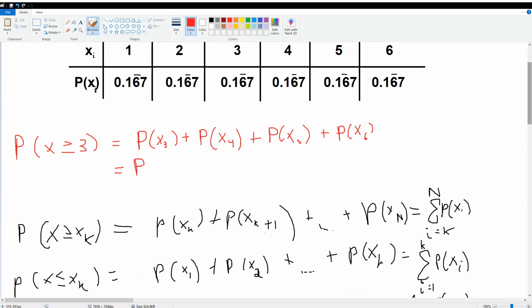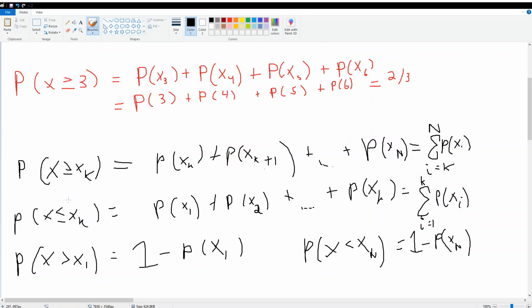So our third value is x equals 3. Our fourth value is x equals 4. Our fifth value is x equals 5. And our sixth value is x equals 6. In this case, these subscripts happen to line up with the x's themselves. Sometimes it doesn't happen. It's no big deal. And so in this case, 1/6 plus 1/6 plus 1/6 plus 1/6 is 2/3.